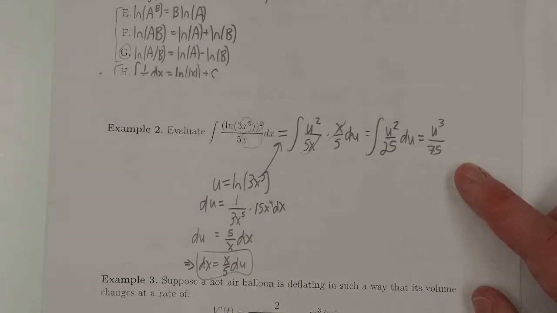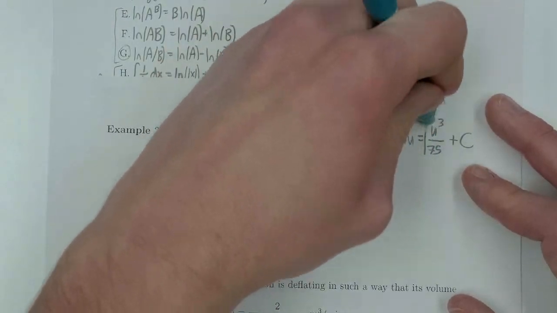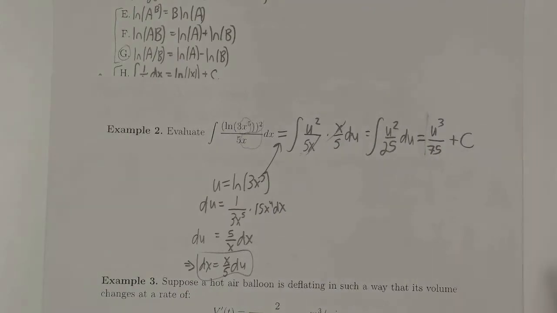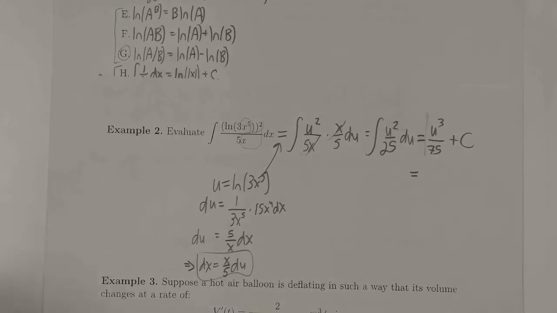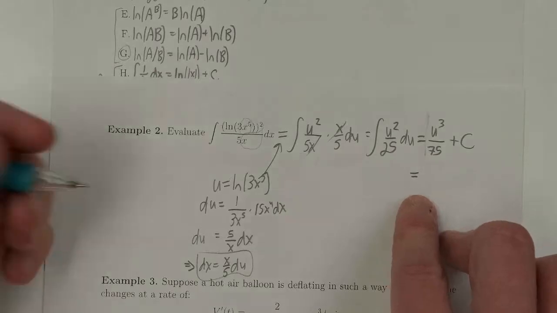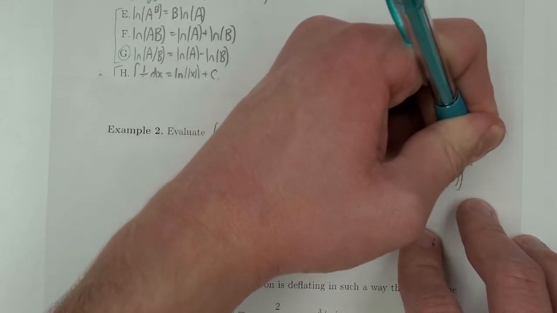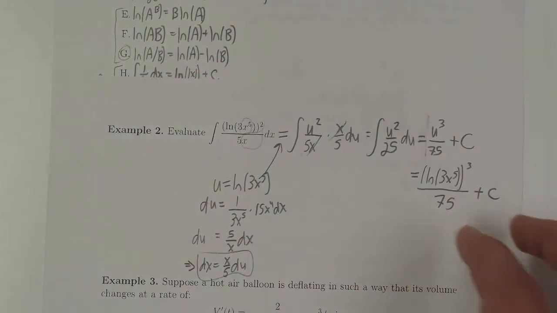Plus c. Yep. Make sure to remember plus c, because you will need that on the quiz, so make sure not to forget plus c. You will lose points for that. Okay? And then noting that we have to make sure everything is back in terms of our original variable, our final answer must then be natural log of 3x to the fifth, cubed, over 75 plus c. Okay? All right. So, any questions on any of that?